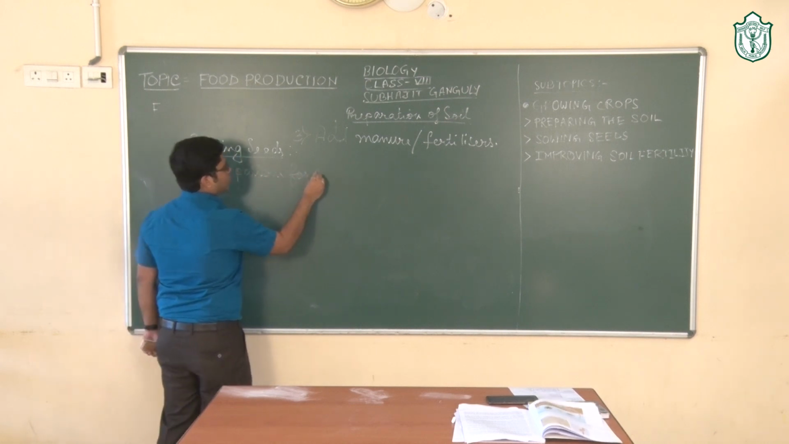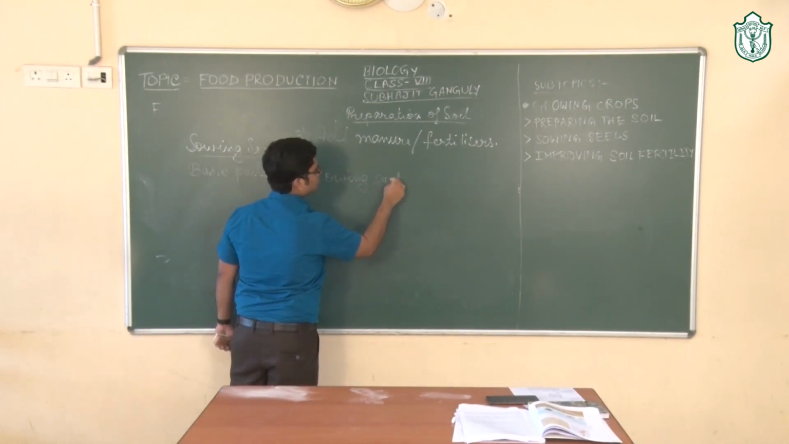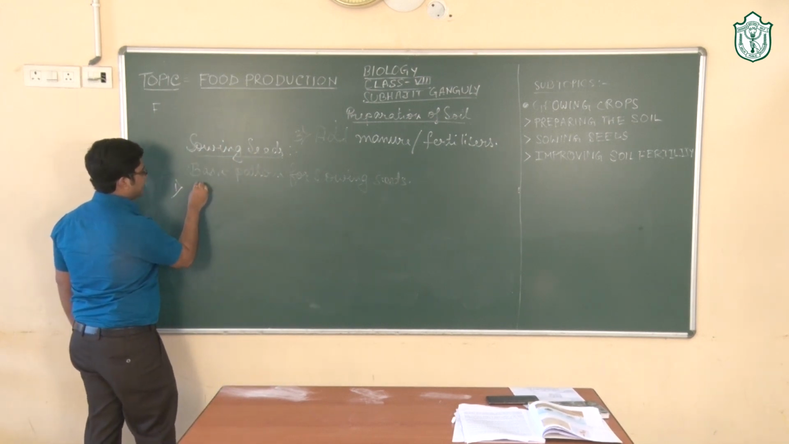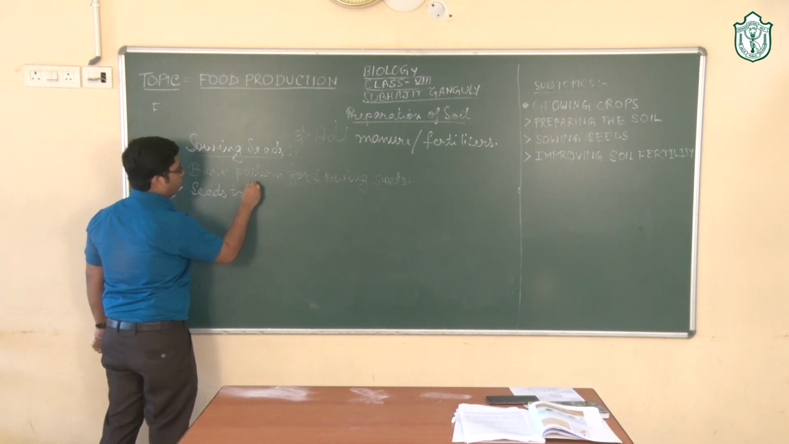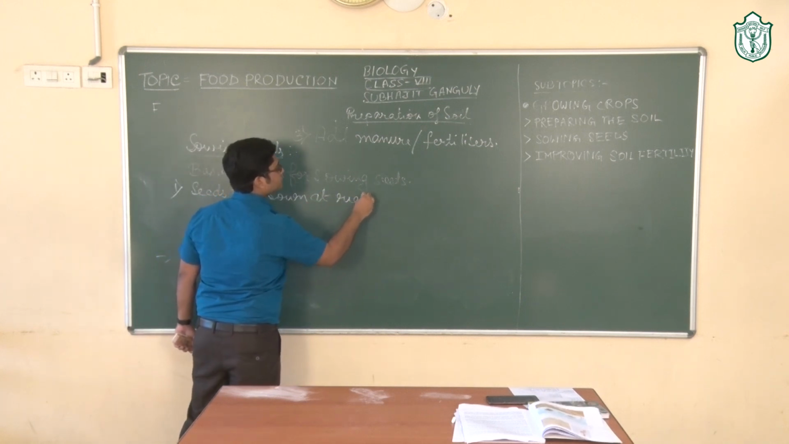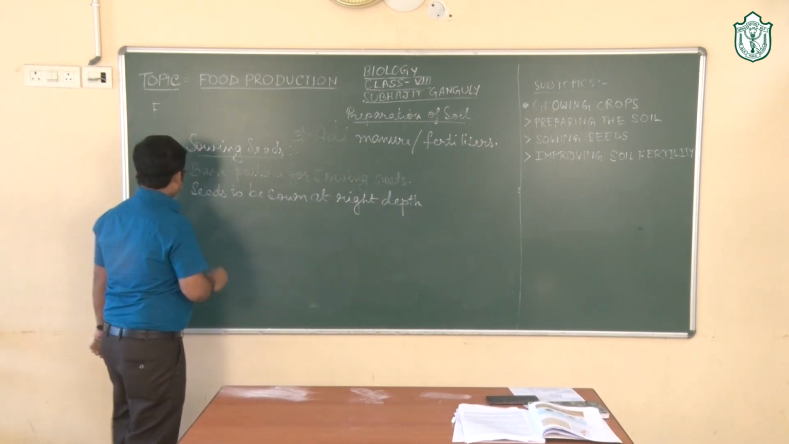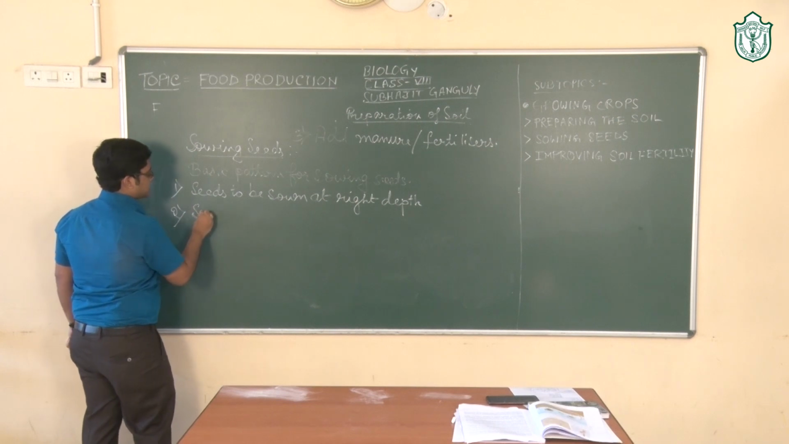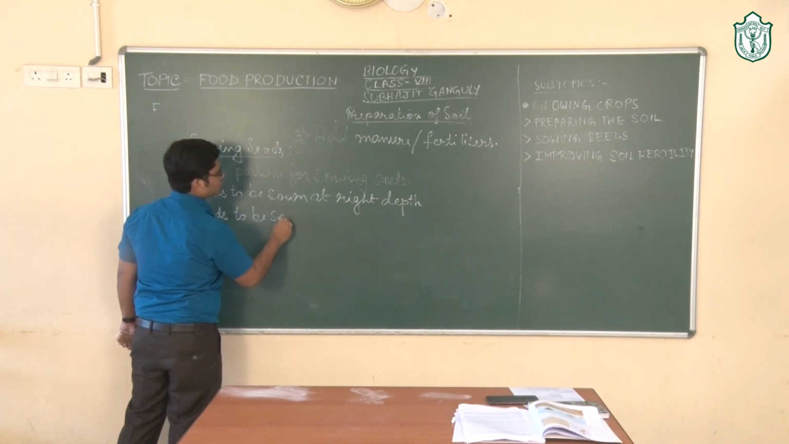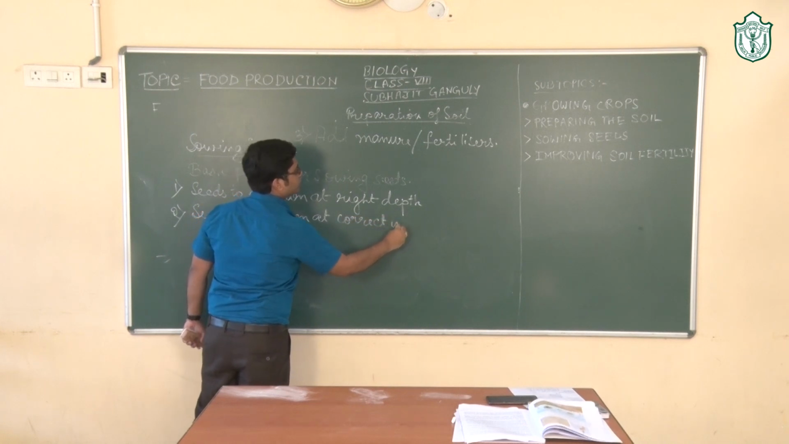Now the basic pattern for sowing seeds involves two things. The first thing, seeds to be sown at right depth, and the second step is that seeds to be sown at correct intervals.